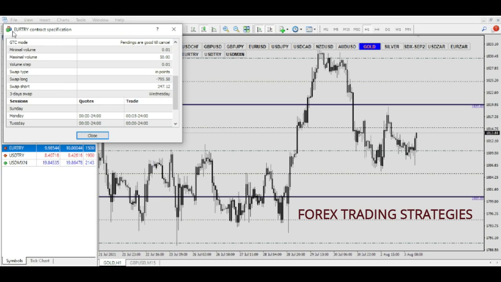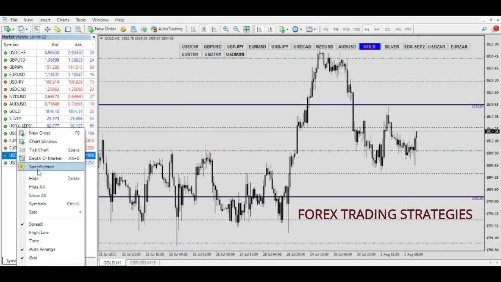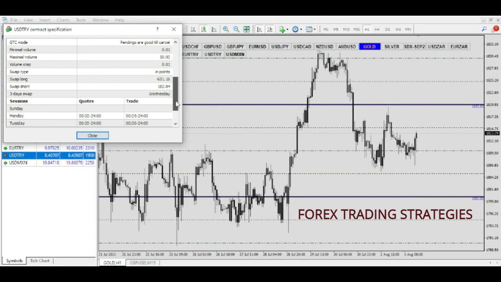So the euro might be having a low interest rate versus the Turkish lira, or the lira might have a lower interest rate, which basically will affect the amount of swap. So it's not standard, it changes all the time. So this is what you basically just want to do. You just go through your pairs and look for it. Most of the exotics that we have, you can see that you are going to hold short in order to be paid swap.